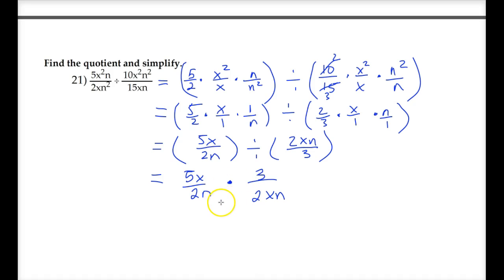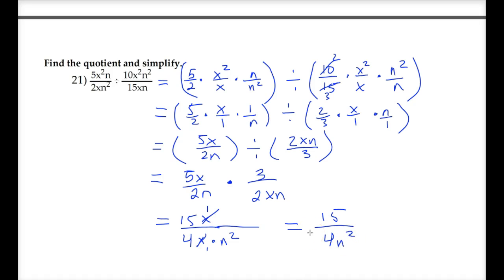And so then from there, if you notice, we have an x up here and an x down there, and so those two x's, if we multiplied everything together, which is how I'm going to do here, 15x over 4x times n squared, because n times n is n squared, we see that these two x's can be reduced to 1. And so our final answer here is just 15 over 4n squared. Okay? And so that is how we do number 21.